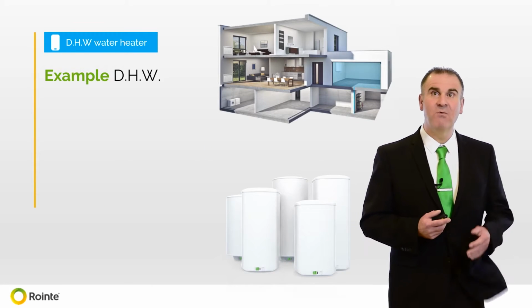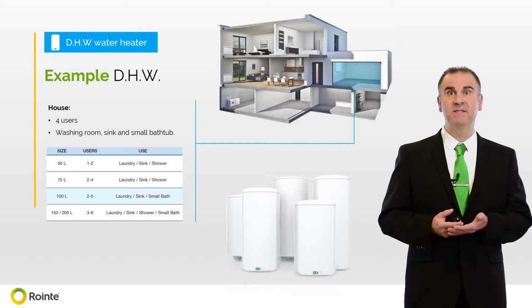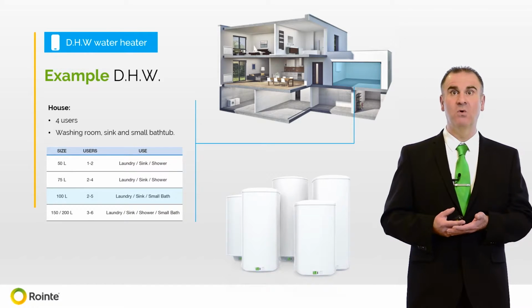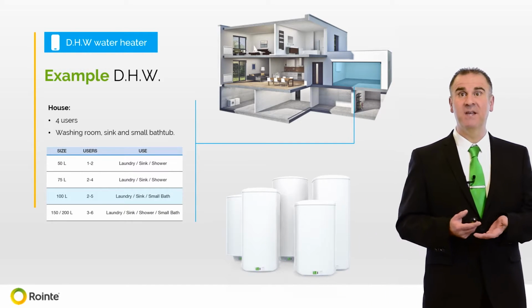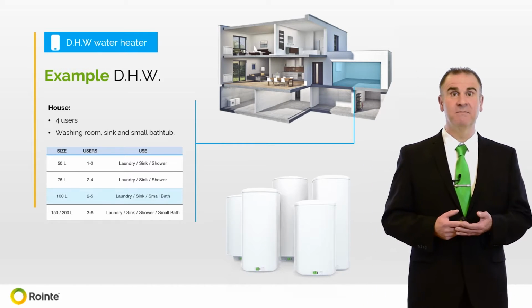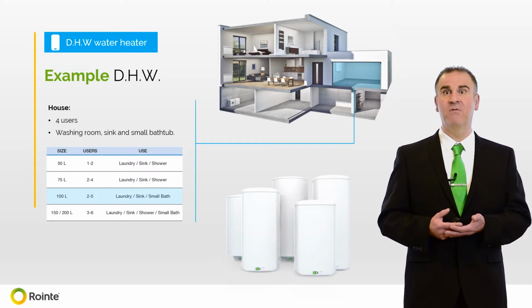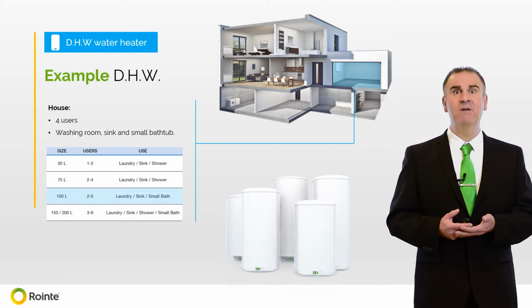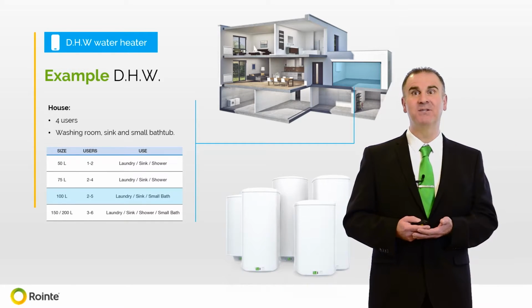As part of the Rointe range of digital integral heating system, we also offer unvented, mains pressurized digital hot water cylinders in 5 sizes from 50 litres to 200 litres, i.e. 50, 75, 100, 150, 200 litres. This table demonstrates the size of the cylinder required according to the use and the number of people. If there is any doubt, please contact our technical department, who will be happy to assist.